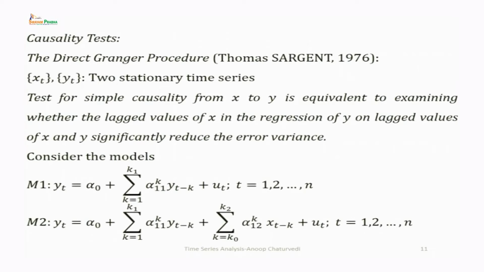Now, we consider different causality tests. The first one is the direct Granger procedure, and this procedure was proposed by Thomas Sargent in 1976. Now, suppose x t and y t are two stationary time series, then the test for simple causality from x to y is equivalent to examining whether the lagged values of x in the regression of y on lagged values of x and y significantly reduce the error variance or not.